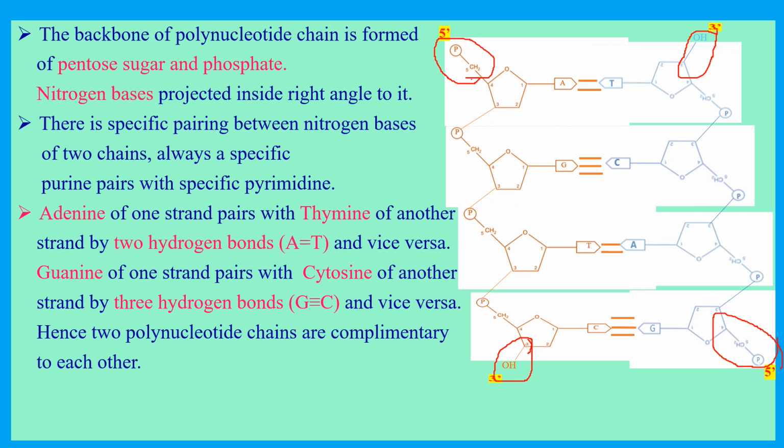Within the DNA, there are three types of linkages present. The phosphodiester linkage, which links two adjacent nucleotides. Likewise, the second bond is the N-glycosidic linkage, present between the pentose sugar and the nitrogen base. The third bond is the hydrogen bond present between the two polynucleotide chains.